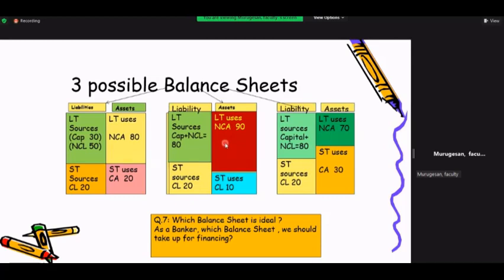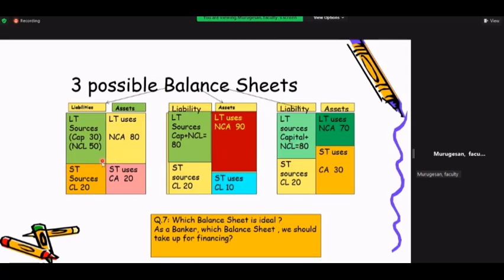So any banker will immediately reject this balance sheet. This is a zero balance sheet. This is a Kingfisher balance sheet. You know who Kingfisher is, or you know who Nirav Modi is. So this balance sheet is already an NPA. Don't touch it. This balance sheet is good because it is positive.